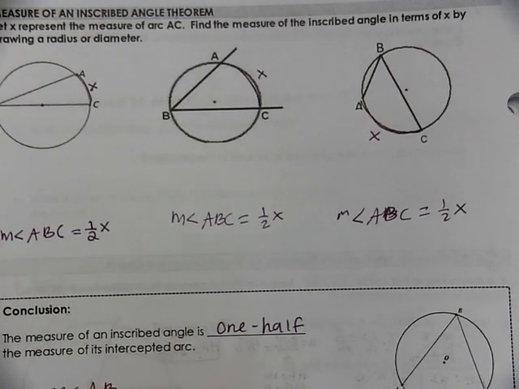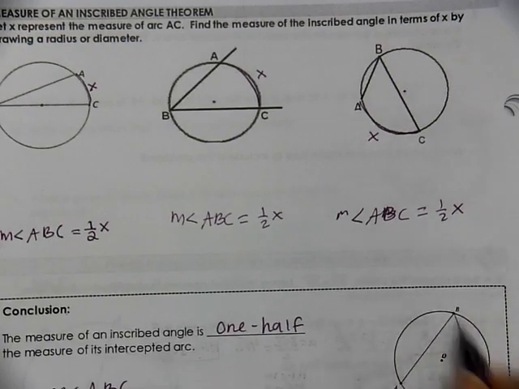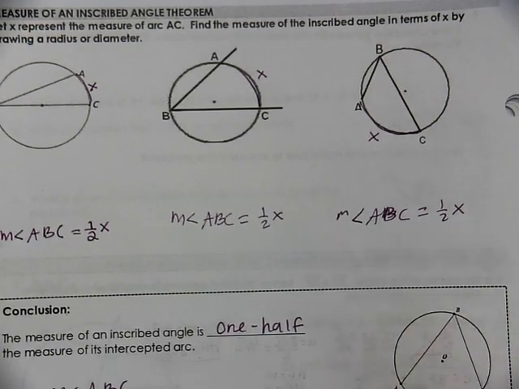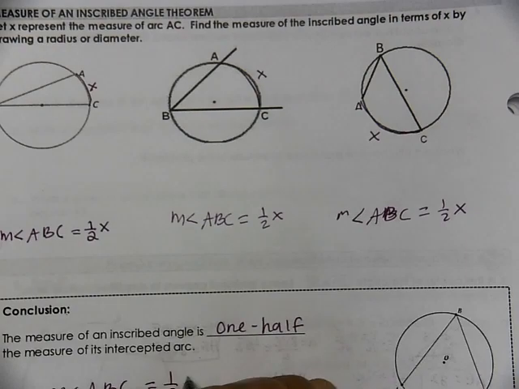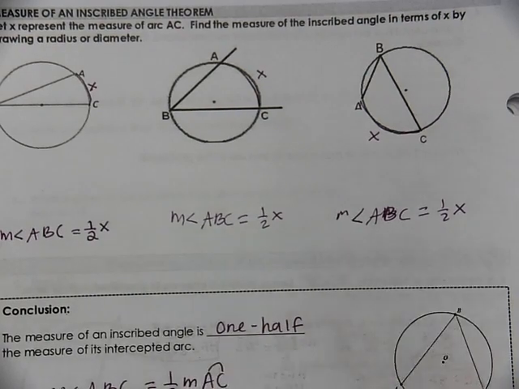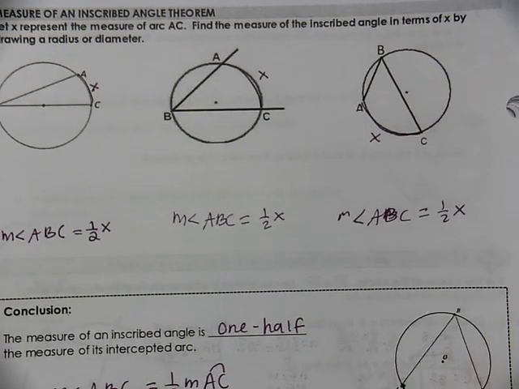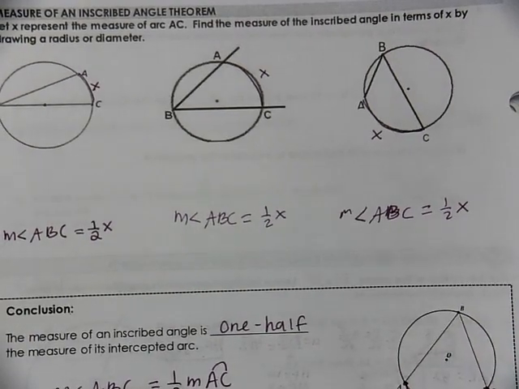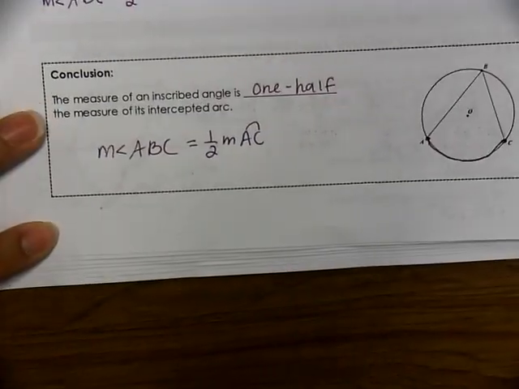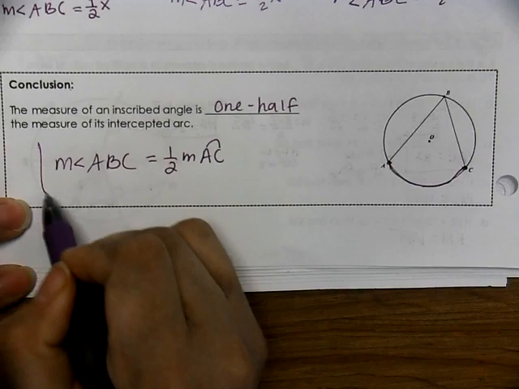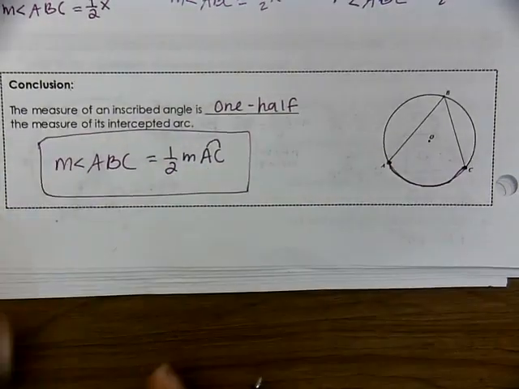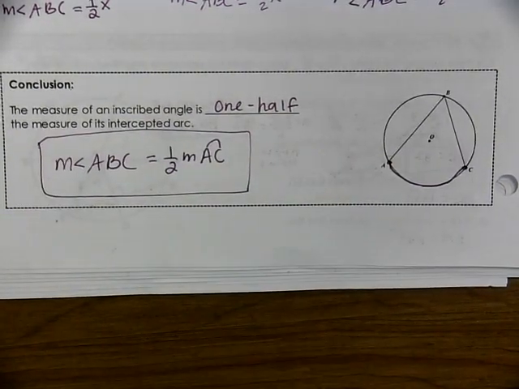You could say the measure of the inscribed angle, which in this case is angle ABC, is equal to 1/2 times the measure of arc AC, the arc that is related to that inscribed angle. This is always going to be true. So this is the takeaway of today, and we'll try out a bunch of the practice on the next page.